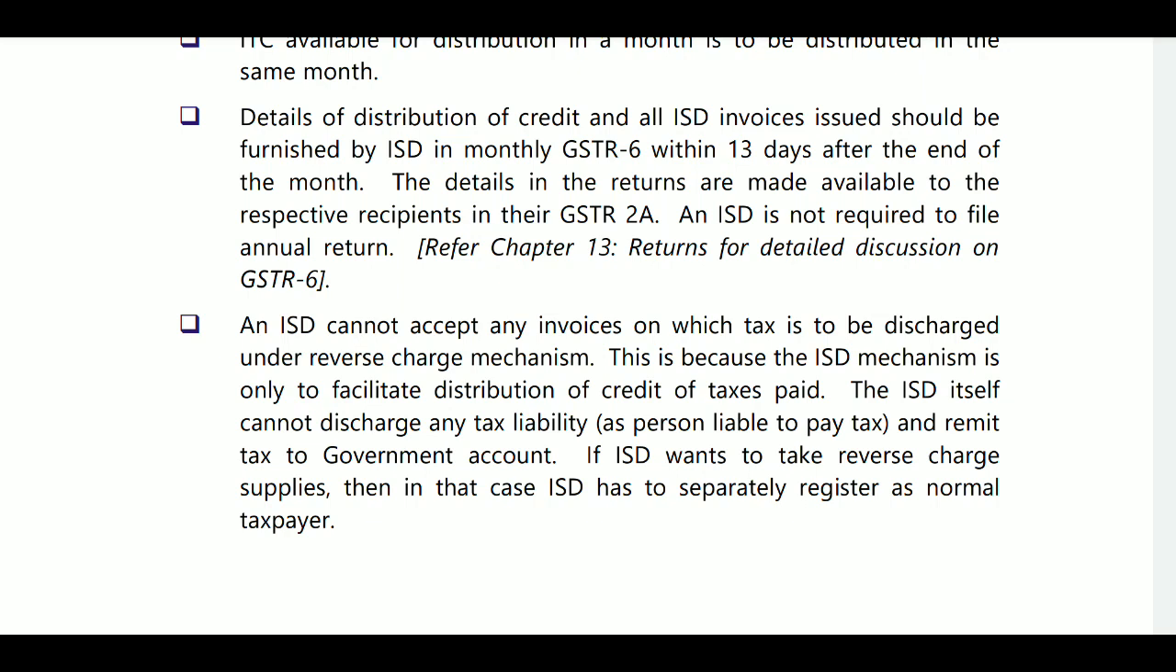Next, an ISD cannot accept any invoice on which tax is discharged under the reverse charge mechanism. Only the forward charge mechanism is accepted, and the reverse charge mechanism he will not accept. This is because the ISD mechanism only facilitates distribution of credit of tax paid. So the ISD itself cannot distribute any tax liability as a person liable to pay tax and remit tax to the government. Next, if the ISD wants to take reverse charge supplies, then the ISD has to be separately registered as a normal taxable person. This is ISD related.